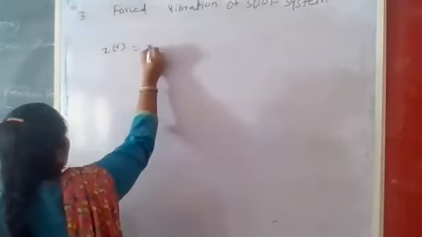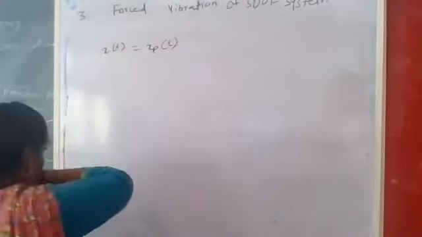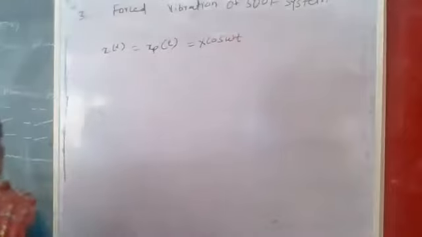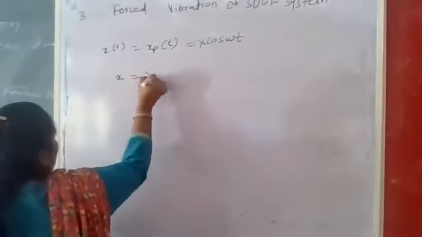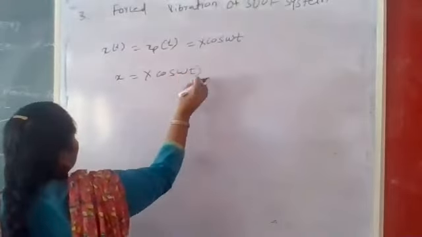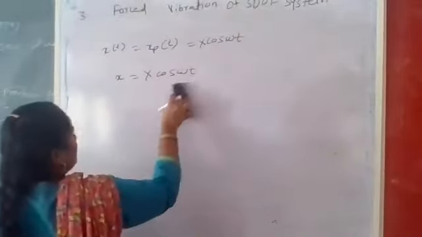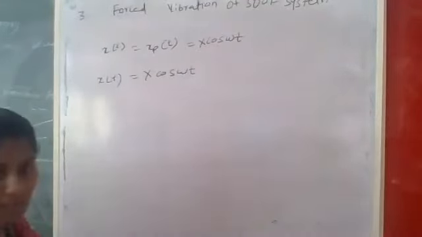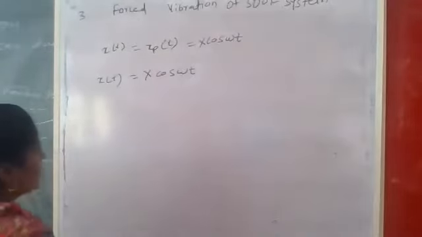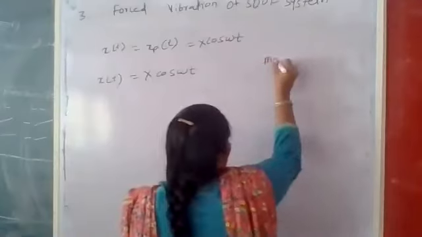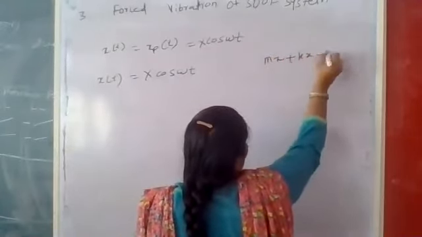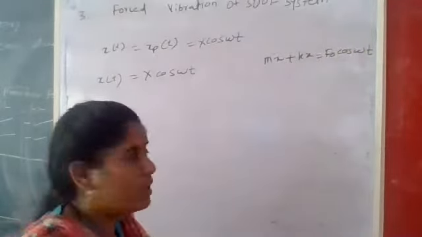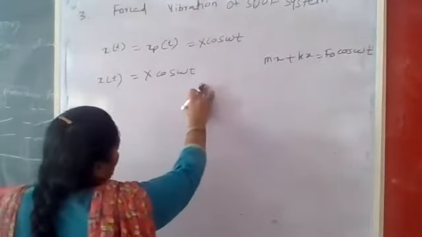x of t is equal to xp of t, equal to x into cos of omega t. But our general equation is equation number 1, m x double dot plus kx equal to f naught cos omega t. So we have to solve this equation for the particular integral, with x of t equal to x into cos of omega t.